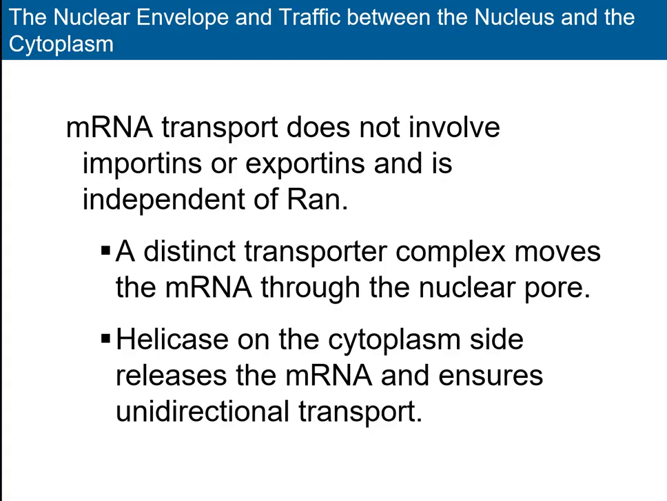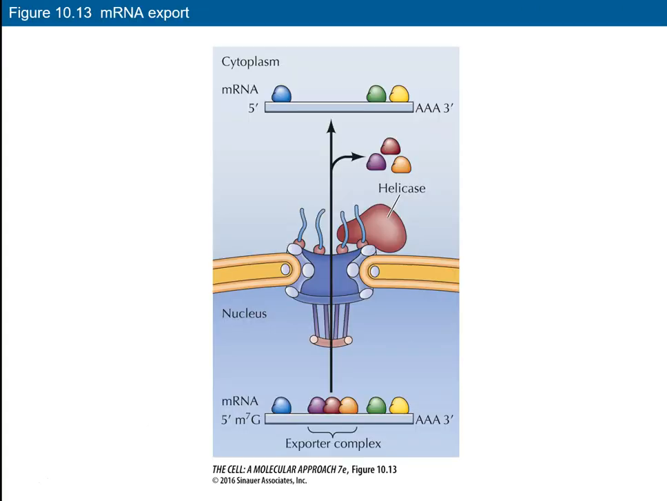Okay, so like I said, that mRNA transport does not involve those mechanisms that we just talked about, right? It doesn't involve importins or exportins, and it does not involve that RAN protein, okay? There is a distinct, different transporter complex that will move that mRNA through the nuclear pore. And a helicase will sit on the cytoplasm side and will release that mRNA and make sure that it moves in that direction. Obviously, we don't want the mRNA trapped in the nucleus. It needs to be able to get out.